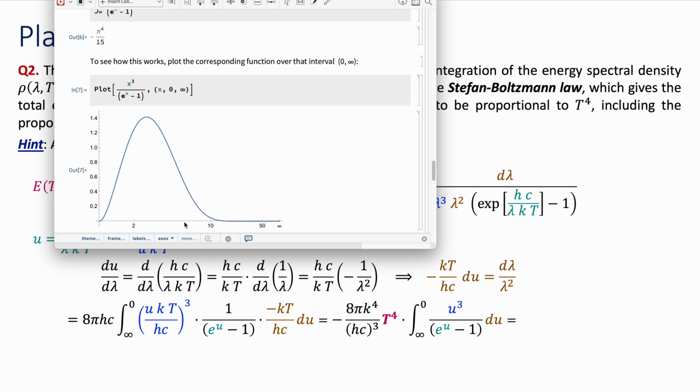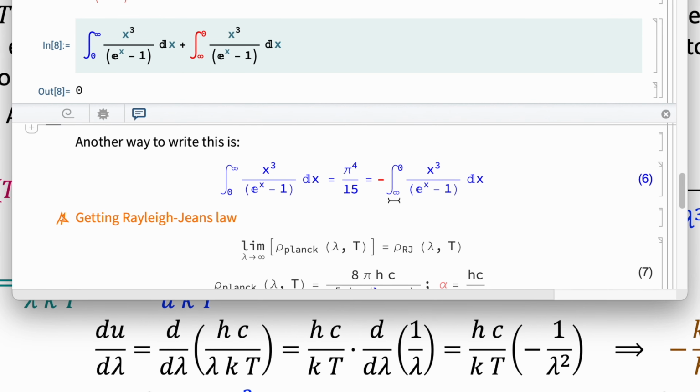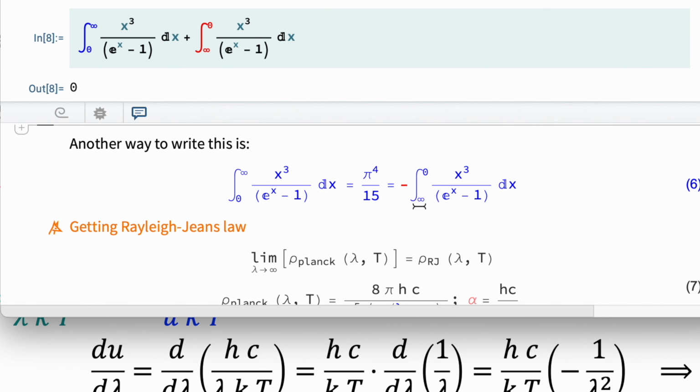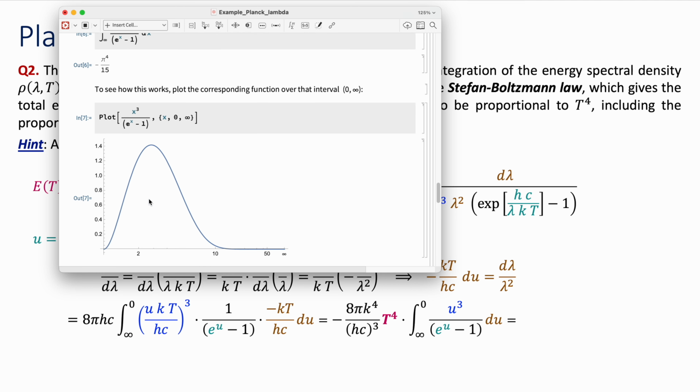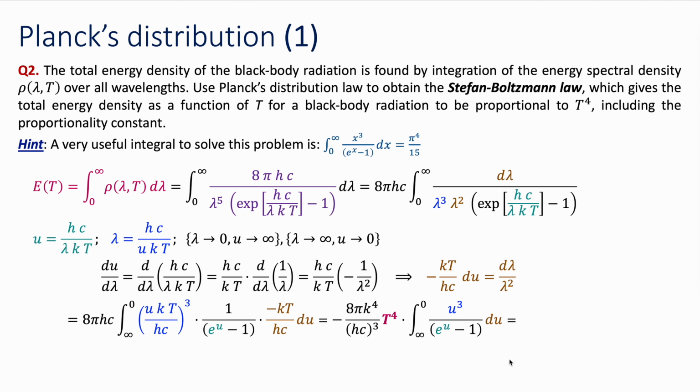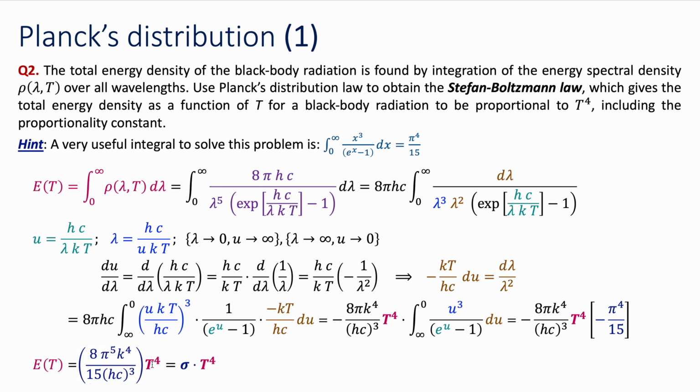And that's it. So another way to write this is that the integral from 0 to infinity is equal to this constant value, which is equal to minus the value when I flip the limits of integration. Since I have the shape of this integrand, when I integrate from infinity to 0, it's still the same value, but now with a negative sign. So minus pi to the power of 4 divided by 15. Now, the only thing that I have left is just a bunch of constants times T to the power of 4, so I can group all these together into one, let's call it alpha, constant times T to the power of 4.